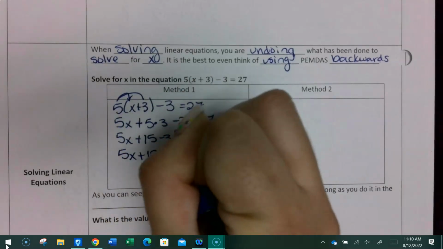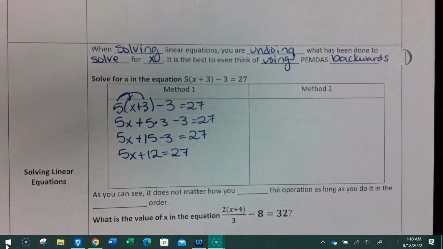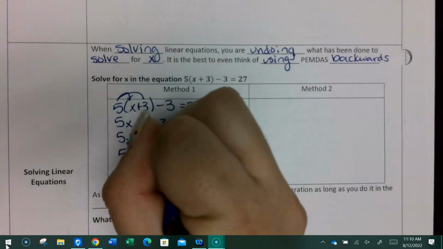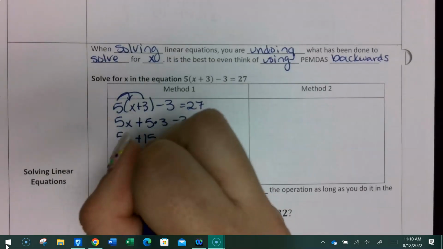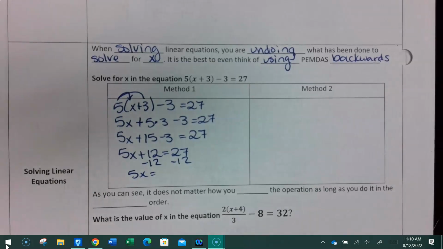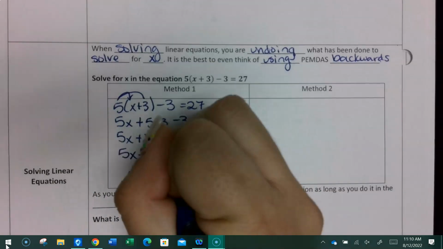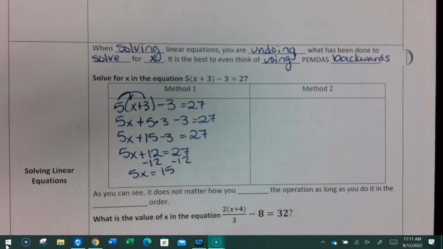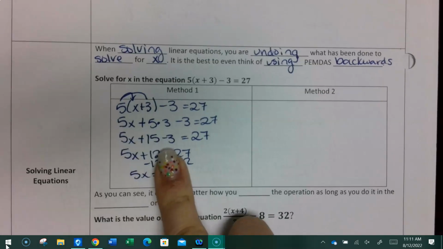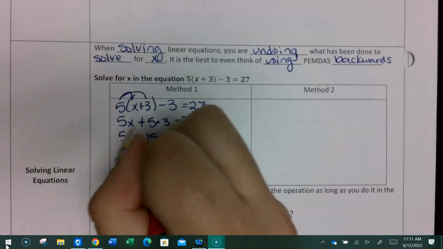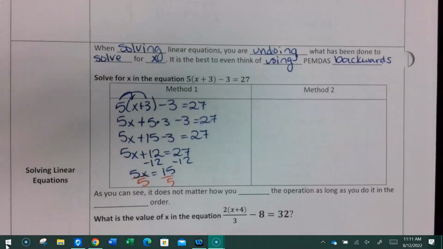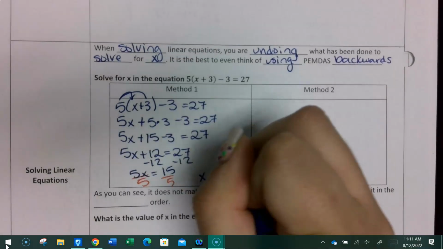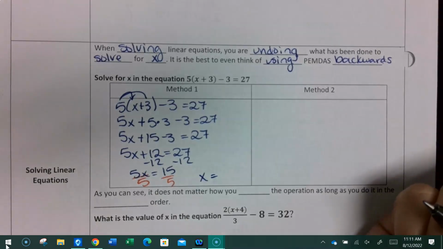Okay. Now I want to undo it. So what's the first thing I undo? You always undo addition and subtraction first. What is 27 minus 12? Okay, then what do I want to do? How do I get this x alone? Divided by 5. So 15 divided by 5 is 3.